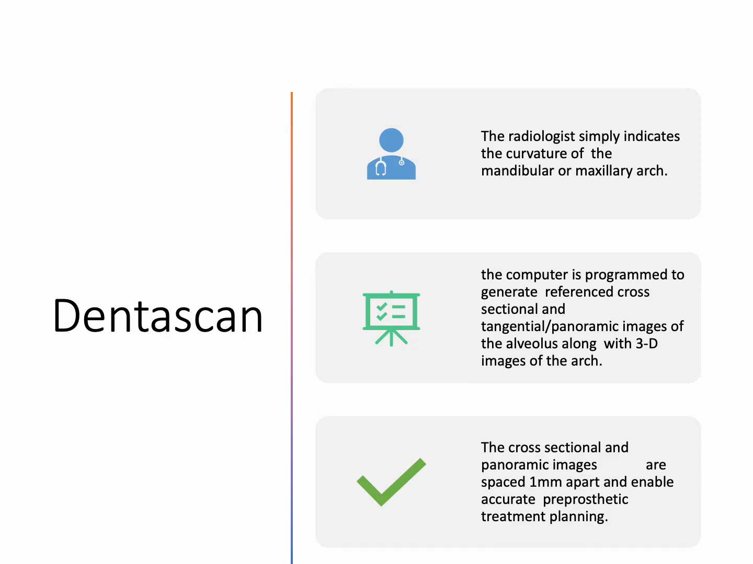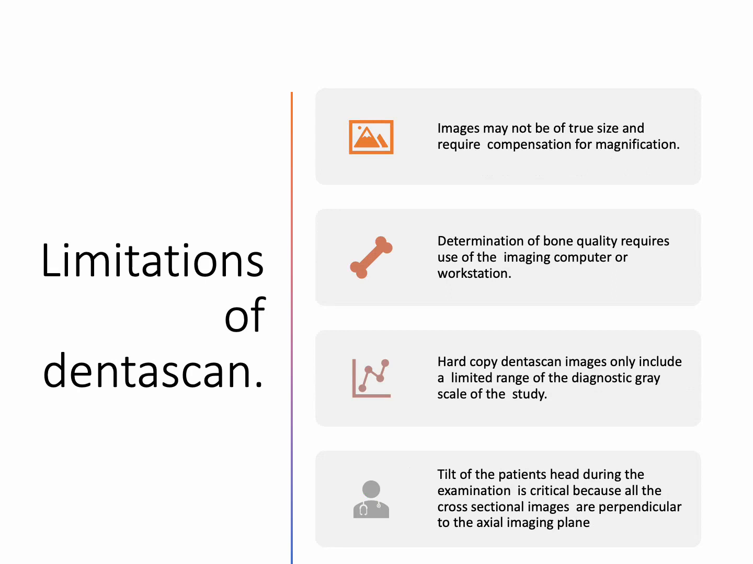Dentascan is where the radiologist simply indicates the curvature of the mandibular or maxillary arch. With the help of this, the computer is programmed to generate reference cross sections, and tangential images of the alveolar bone are obtained with three-dimensional images. The cross section and panoramic images are spaced at 1 mm distance and are very accurately used for pre-prosthetic treatment planning. The limitations, however, are that the image may not be of true size and requires compensation for magnification.